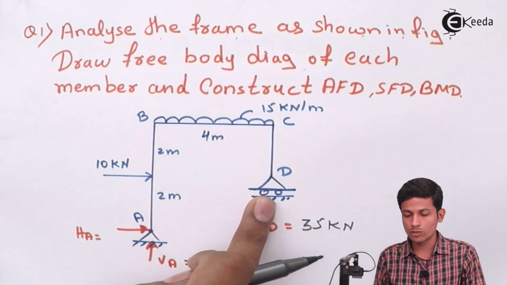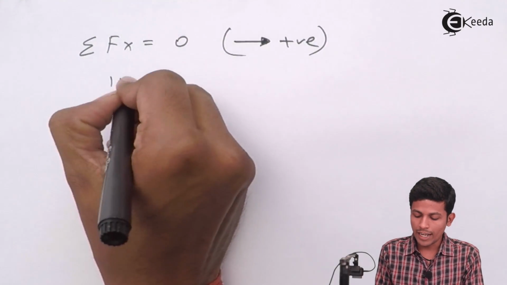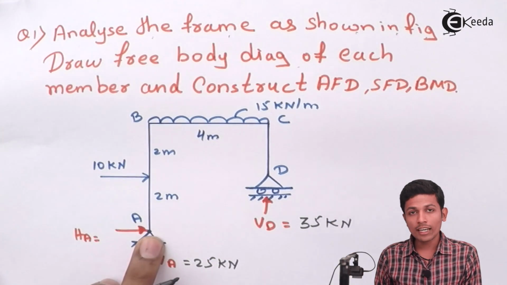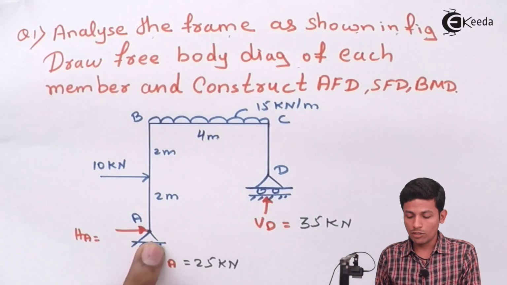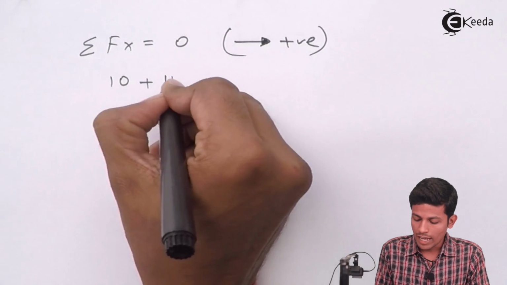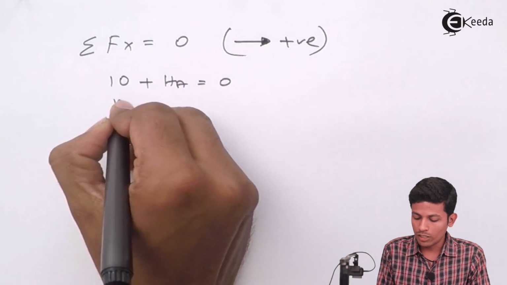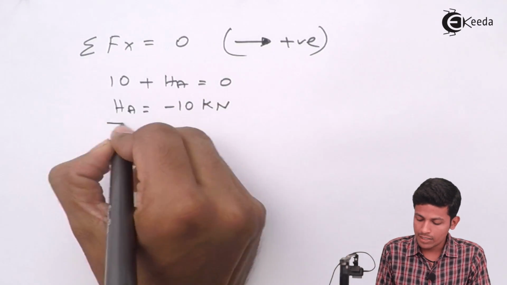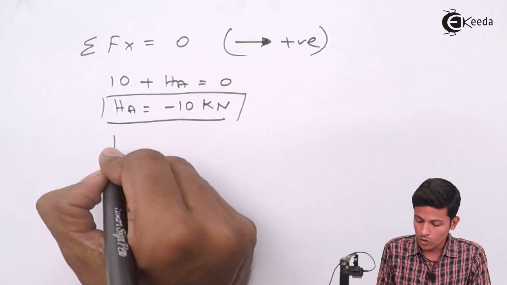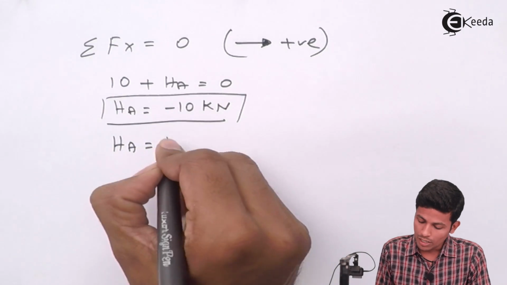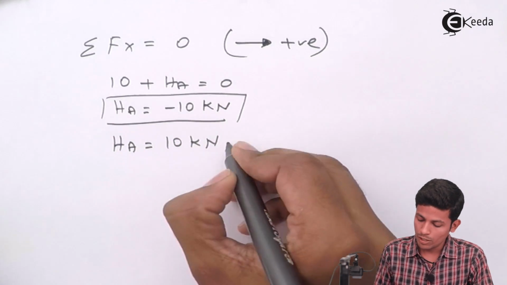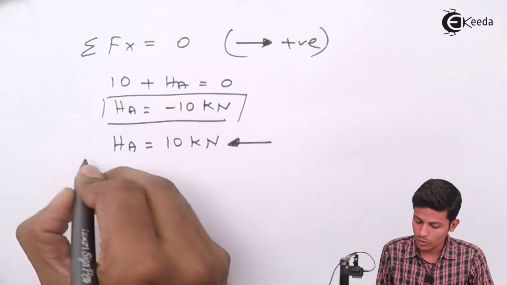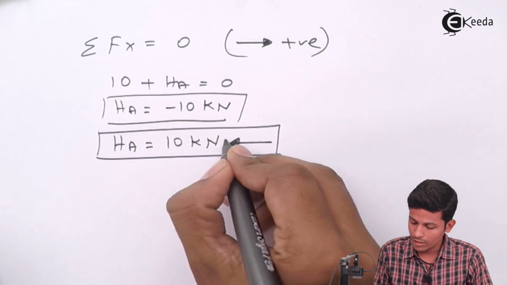This is good, this direction is positive, so plus 10, and this also we are taking in this direction only, so this will also give plus HA is equal to 0. Now we get the HA value as minus 10 kilonewton. Minus 10 kilonewton means your HA will be 10 kilonewton, which will look like this direction. Your 10 kilonewton will be in this direction.